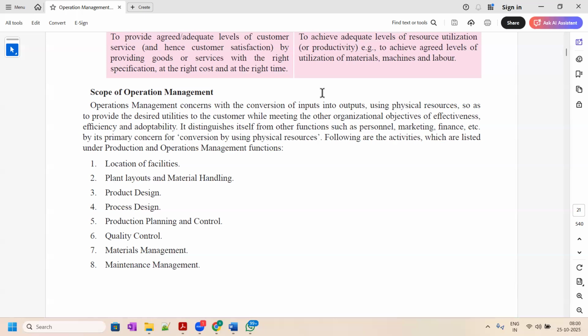And then we came to the scope of operational management. So it is basically how we start from scratch, from the place where we set up the factory, we choose the location, then the plant layouts, how we go from the starting itself till the last. So it's all about operational management that we studied in this session.